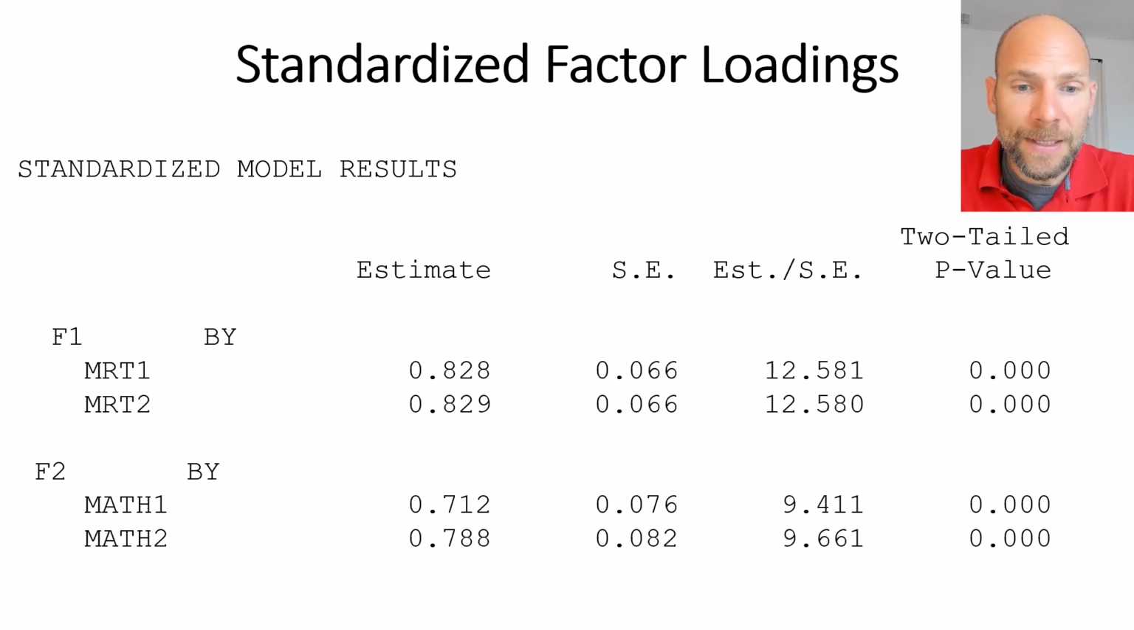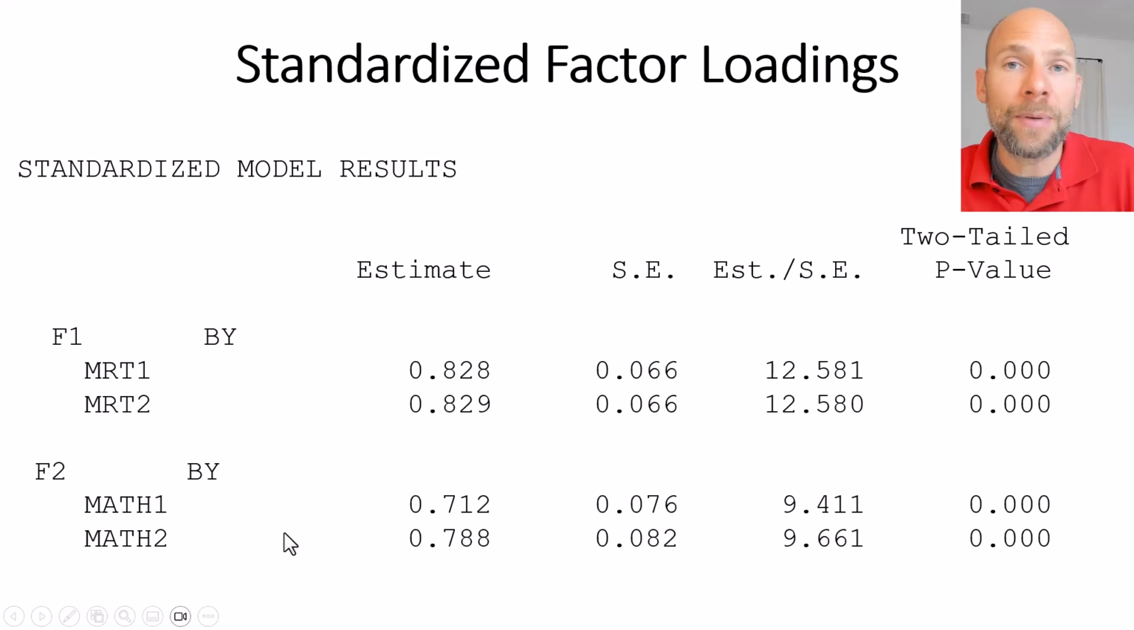The math scales have slightly smaller standardized loadings, so smaller correlations between variable and factor, so they're not as reliable. There's not as much true score variance in these math indicators as there is in the mental rotations indicators. In other words, the math scales appear to contain more measurement error.